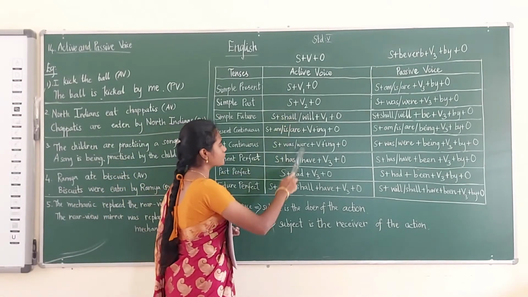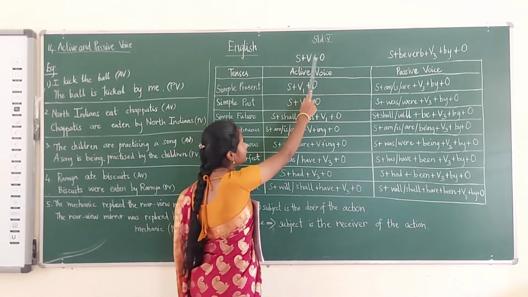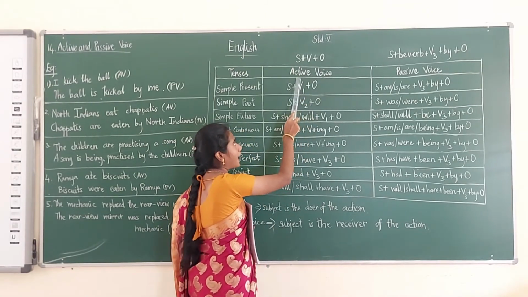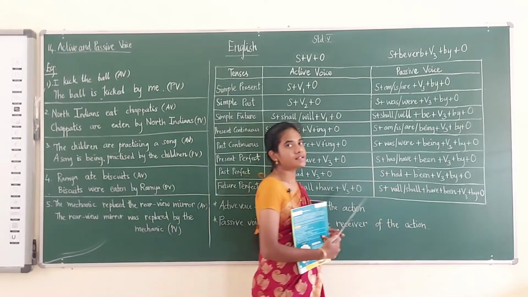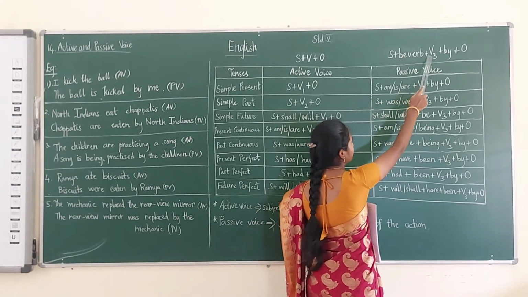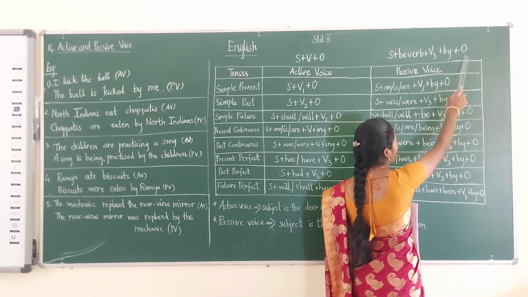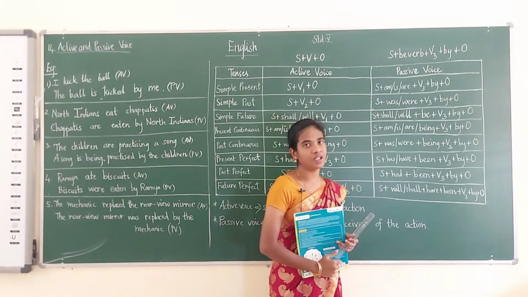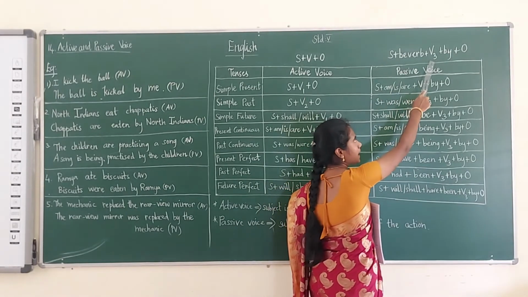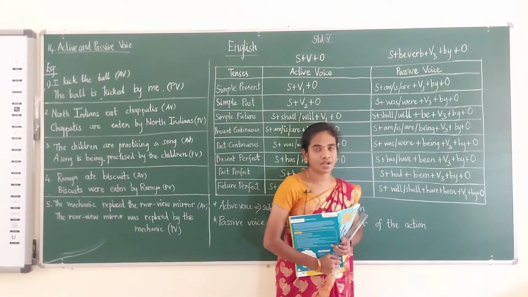This is the structure of the active voice. S means subject, V means verb, O means object. Subject plus verb plus object. The structure of the passive voice is subject plus be verb plus V3, that is the past participle, plus by plus object. The passive voice structure is subject plus be verb plus V3, the past participle form, plus by plus object.